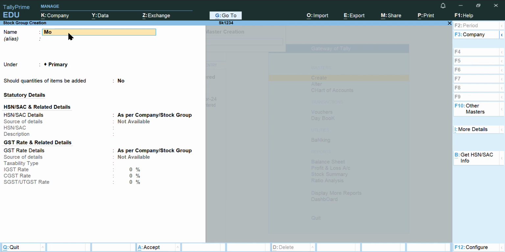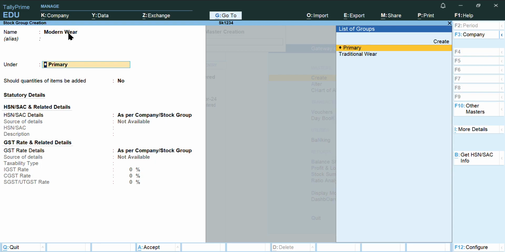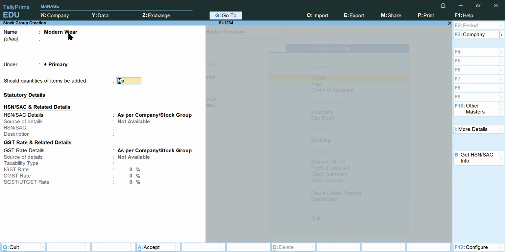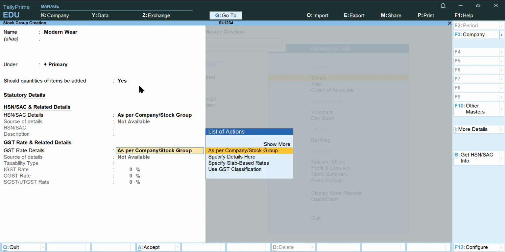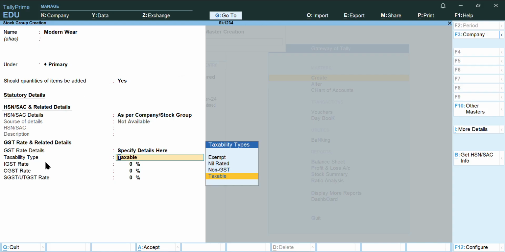Now the next category is modern wear. So let us write this modern wear, and the category under primary. Quantities, remember quantities are to be added because our stock is in numbers, pieces. So HSN etc. is not needed, but the GST rate details are to be given here. So specify details here. Once you enter this, it makes the taxable type taxable.